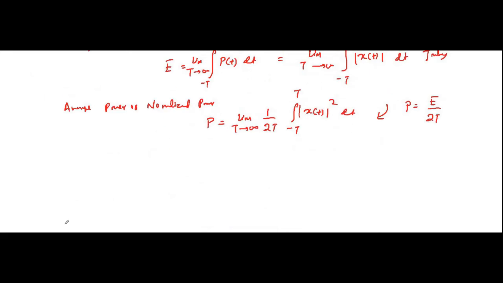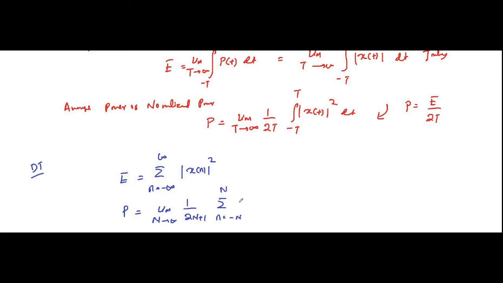For discrete time domain, for a discrete time sequence, we will have the integration in this expression replaced with the summation sign, and it will become n equals minus infinity to infinity of x[n] whole square, where x[n] is the discrete time sequence, and power will be simply limit N tends to infinity 1 by 2N plus 1, summation n equals minus N to plus N of x[n] square.